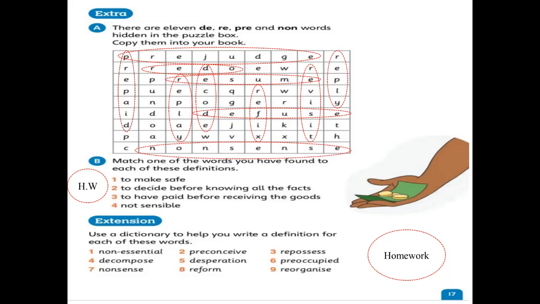Exercise number B and the extension will be homework. Match one of the words you have found to each of these definitions. So read the definition and find the word in the puzzle. In the extension, you're going to use your dictionary to find the definitions of these 9 words.